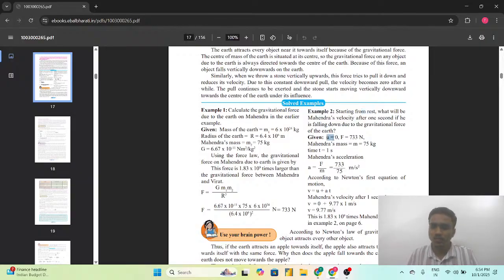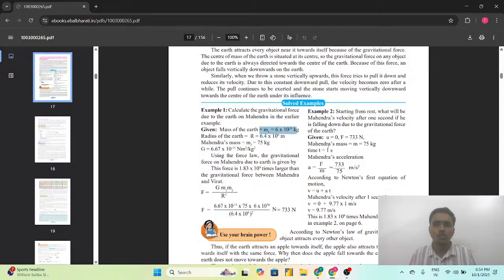So we have initial velocity equal to zero. We have calculated the force, that is 733 Newton. For this numerical, we also calculate the force using the formula F equals G m1 m2 upon r squared, where G is the universal gravitational constant with the value 6.67 into 10 raised to minus 11 Newton meter squared per kg squared, and r is the radius of the Earth, that is 6.4 into 10 raised to 6 meter, and the mass of the Earth is 6 into 10 raised to 24 kg.